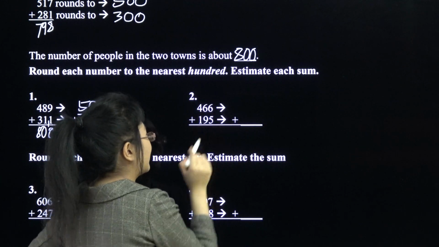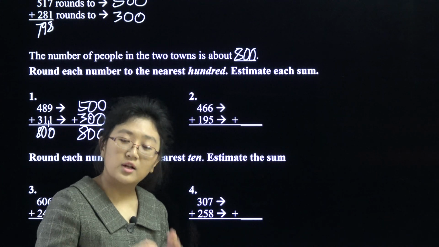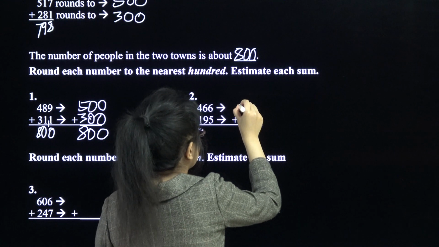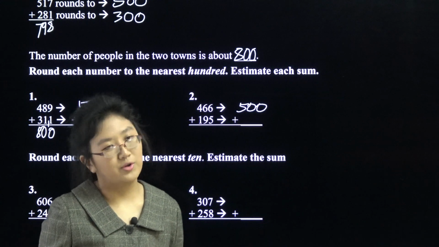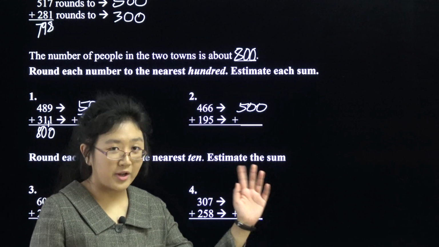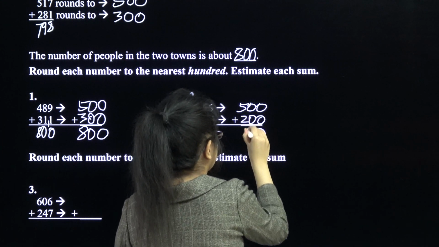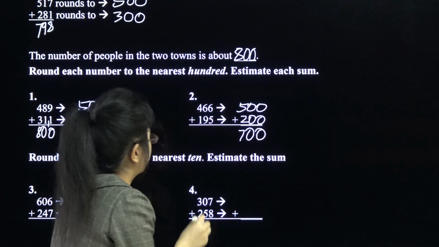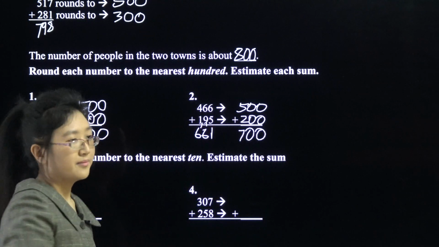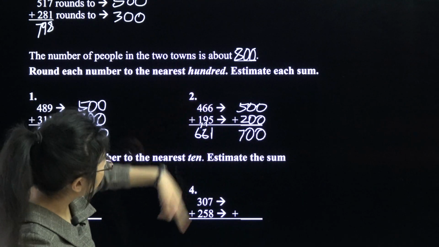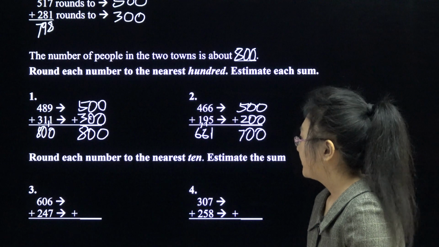Now, 466. Is 66 closer to 100 or 0? It's closer to 100, so we round up. That would be 500. 195. Is 95 closer to 100 or 0? 100. So we round up again. Now this is when the estimates can get a little wonky. Because over here, the answer would be 700. And here it would be 661. Which is a lot more off than the previous two. But it's still not the most off that I've seen.